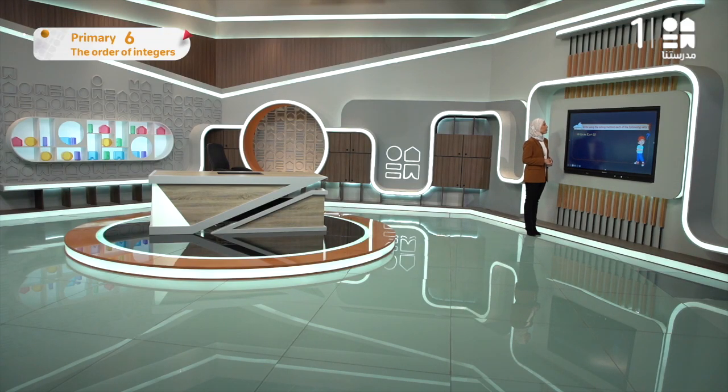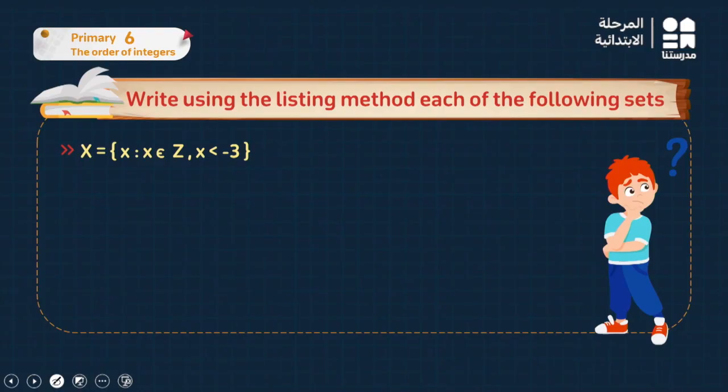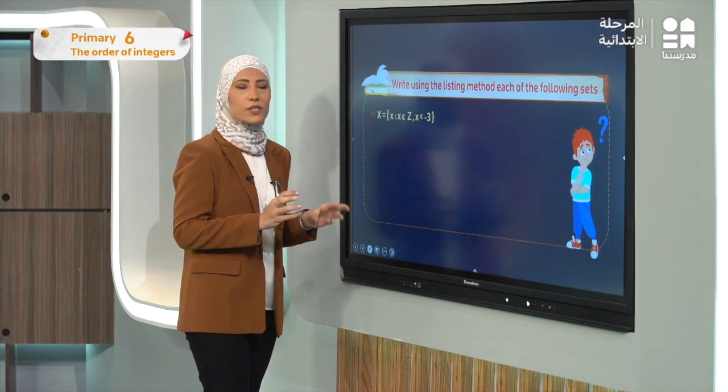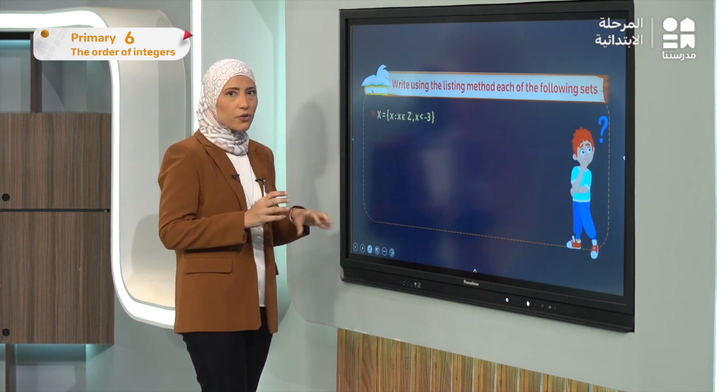I have here, write using the listing method each of the following sets. Here it's such a small example. I will answer quickly. X, he wants you to write the set of X. He tells me X belongs to Z, and X is supposed to be less than negative 3. So you will write all the integers in Z that are less than negative 3.